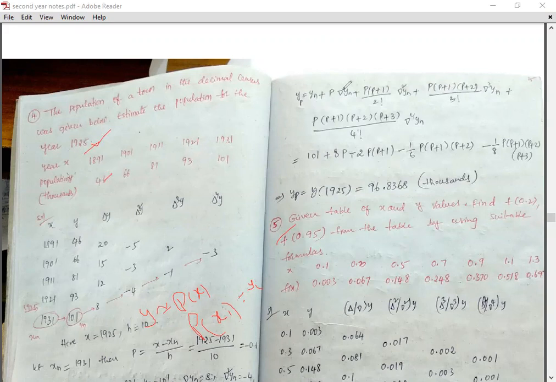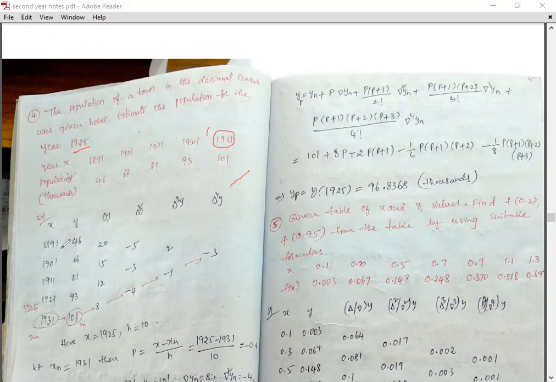Our first step is to form the difference table. So here you can see the difference table is over. Now let us see our question. We need y at x equal to 1925. Now, we need to see its location. 1925 lies between 1921 and 1931. That means 1925 is very near to the last data point, which is at the end of the table. Hence, we have to use Newton's backward formula. Newton's forward will not work.